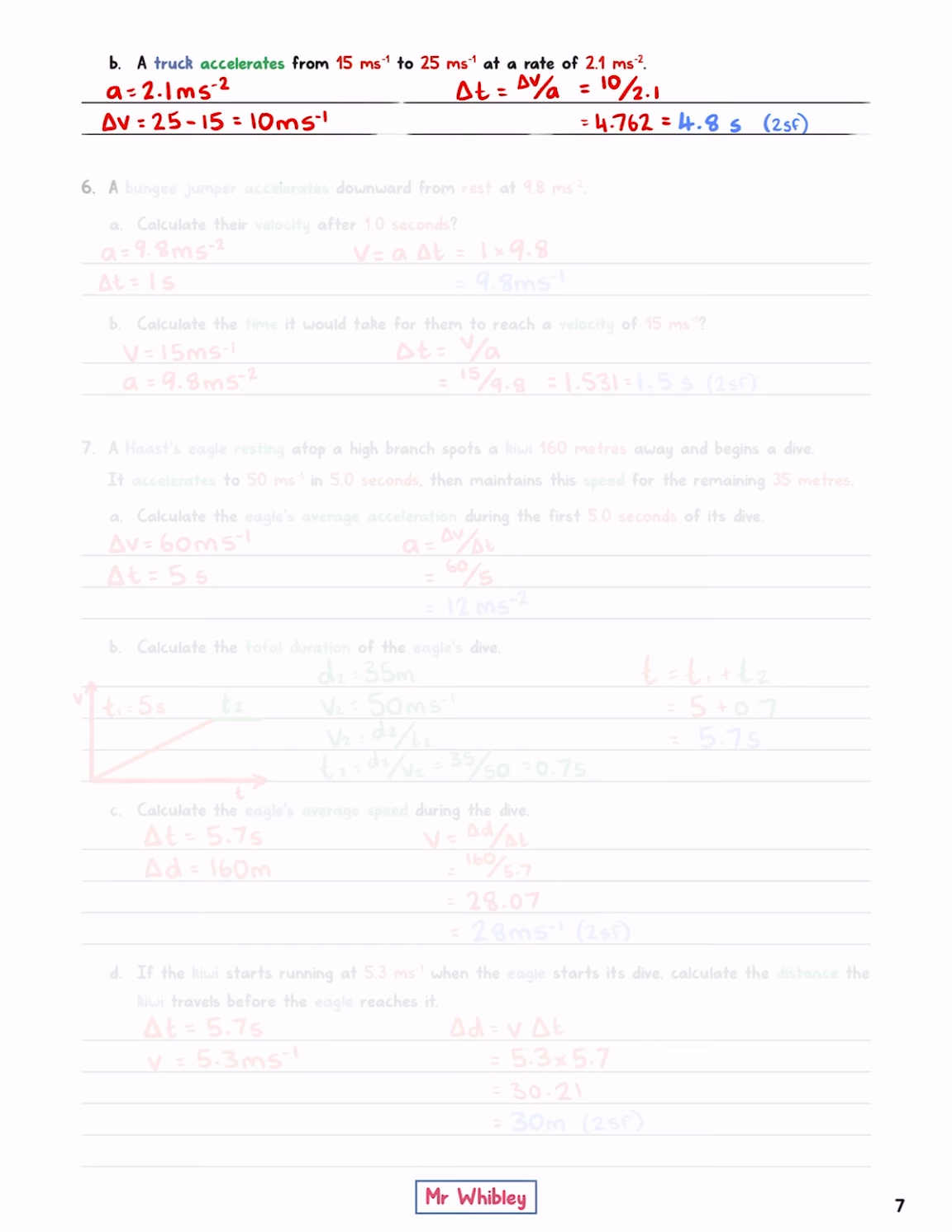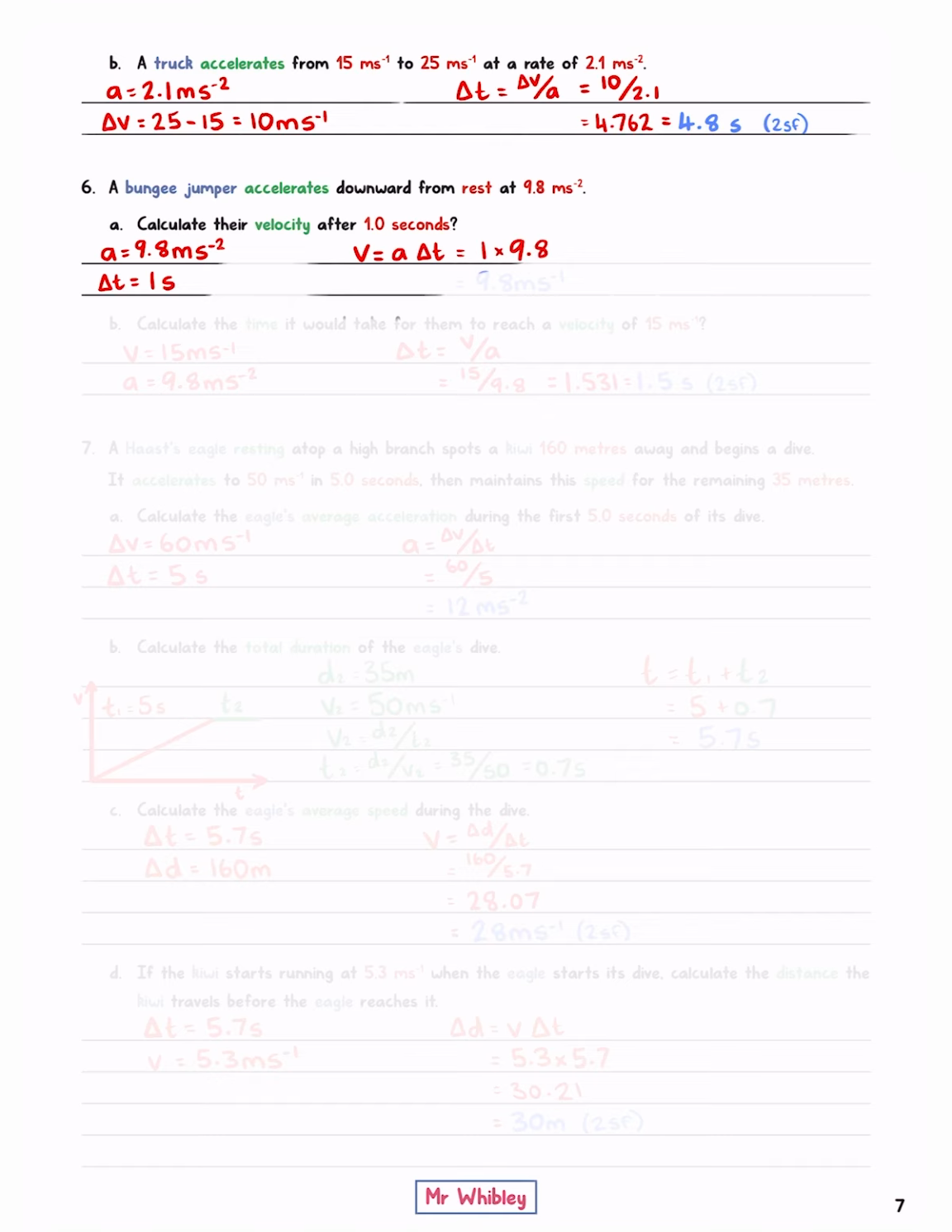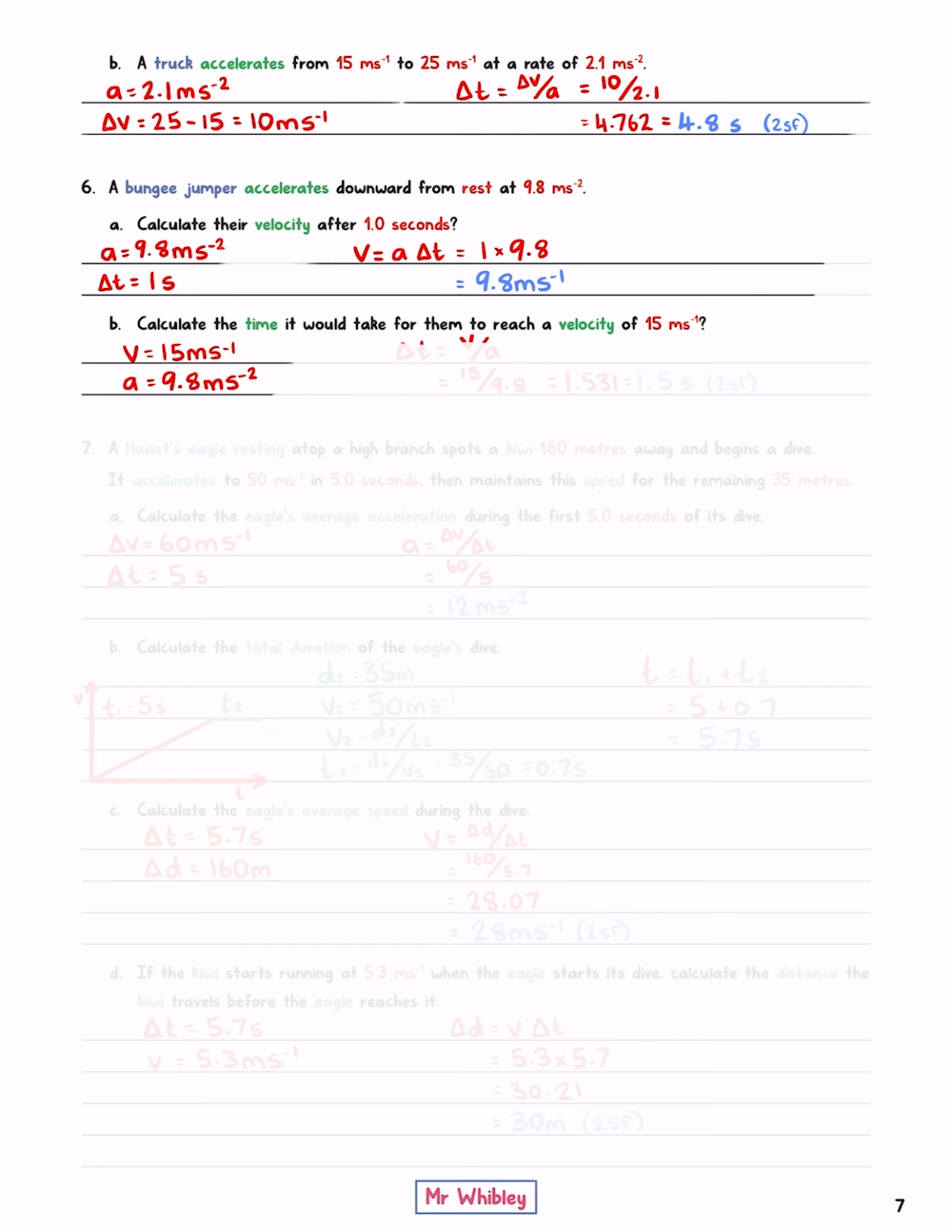Question 6. A bungee jumper accelerates downwards from rest at 9.8 meters per second squared. Calculate their velocity after 1 second. We have the acceleration, we have the duration. Using our equation for the velocity, putting in our numbers, gives us 9.8 meters per second. Calculate the time it would take for them to reach a velocity of 15 meters per second. Our velocity is 15, our acceleration is 9.8. Using our equation for duration and putting these numbers in, gives us 1.531, or 1.5 seconds to two significant figures.